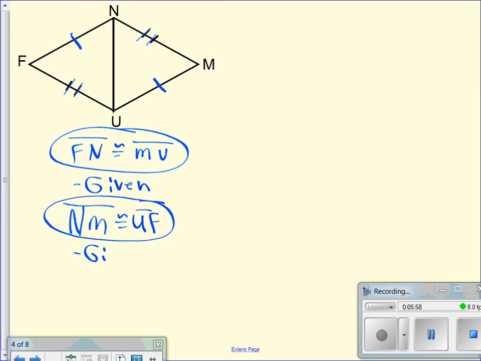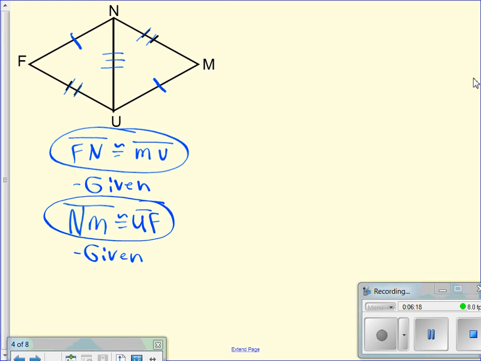Also given. Okay, I got two pairs of sides that are congruent. I need something else because SS is not a shortcut. But you notice right here in the middle, both sides share that one in the middle, NU or UN, however you want to name it.